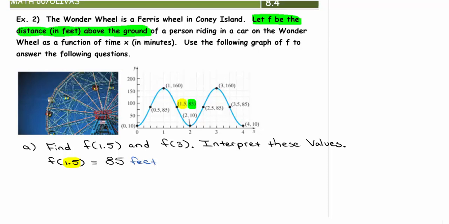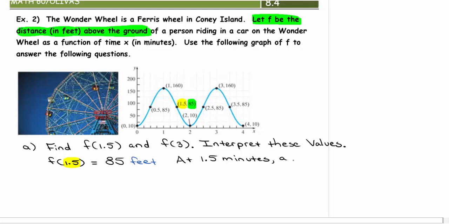Let's go ahead and write a little explanation of what it represents. So it's basically saying at 1.5 minutes a person will be 85 feet above the ground.